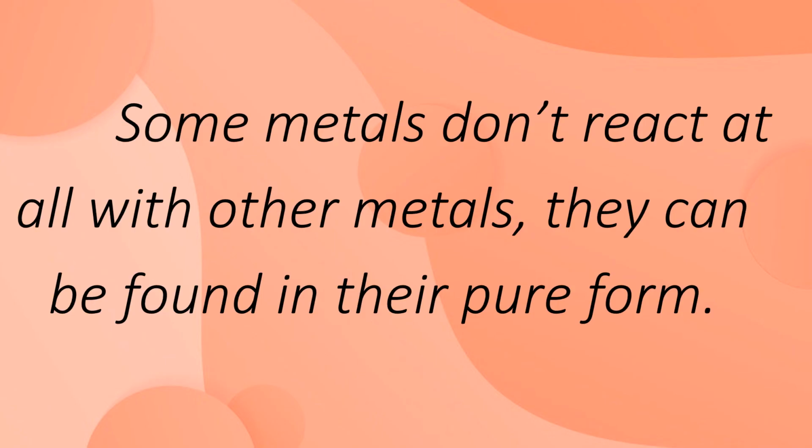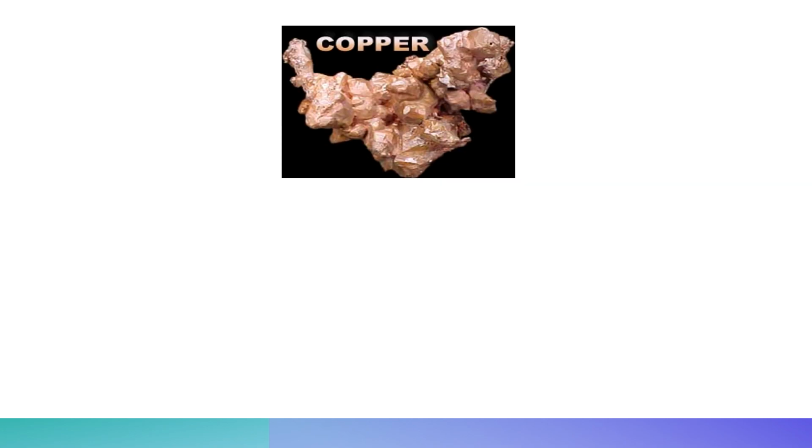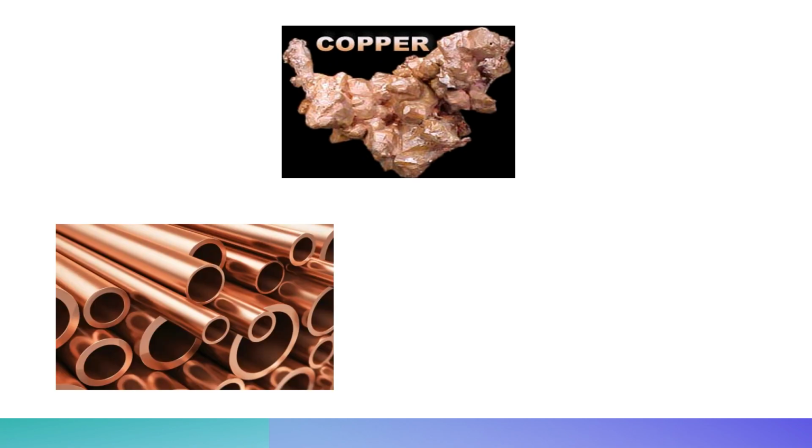However, other metals don't react at all with other elements. This means they can be found in a pure form. Examples are gold and platinum. Because copper is relatively inexpensive and has low reactivity, it's useful for making pipes and wiring.